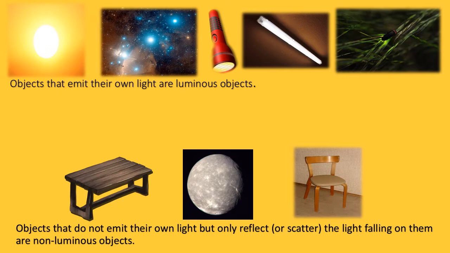But there is the other category of objects which don't emit their own light but they reflect light. So the luminous objects help us to see the wide variety of non-luminous objects around us. A table, a chair, we ourselves, the book, everything are non-luminous. So objects that do not emit their own light but only reflect or scatter the light falling on them are called non-luminous objects. When these non-luminous objects scatter or reflect light and that reflected light enters into our eyes, we see that particular object.